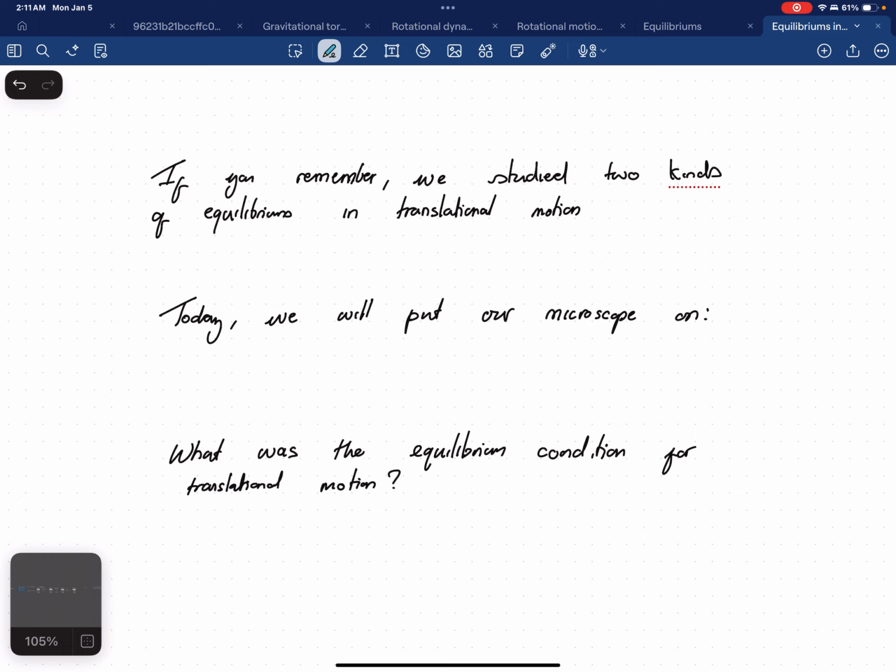So if you remember, we studied two kinds of equilibrium in translational motion. We studied static equilibriums and dynamic equilibriums. So today we'll put our microscope on static equilibrium in rotational motion.